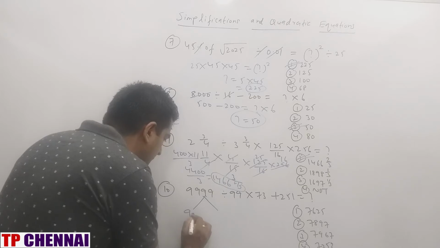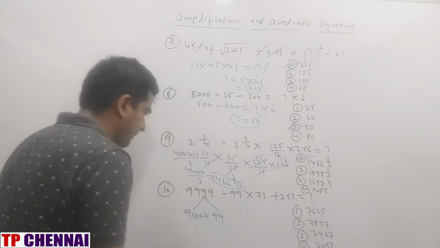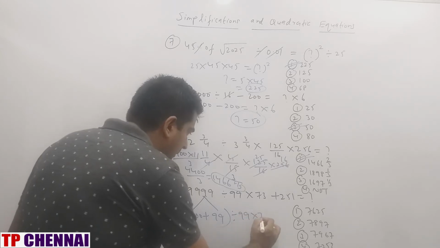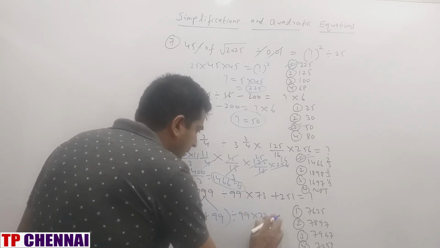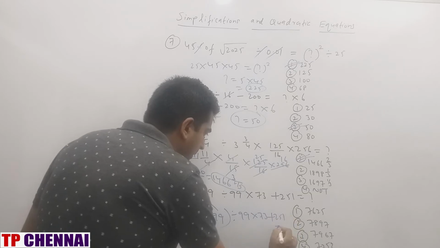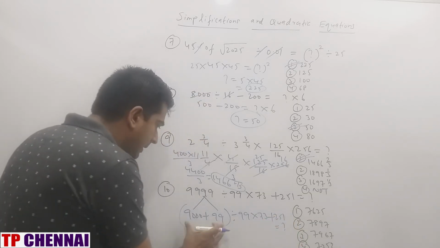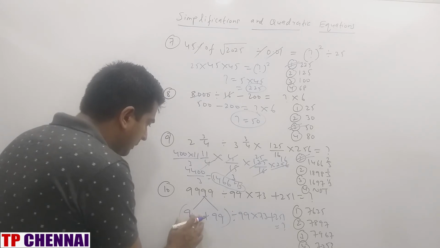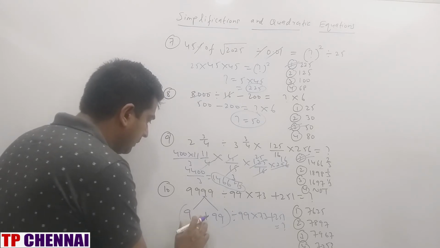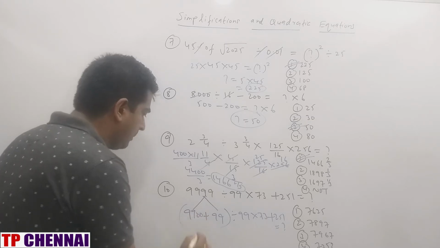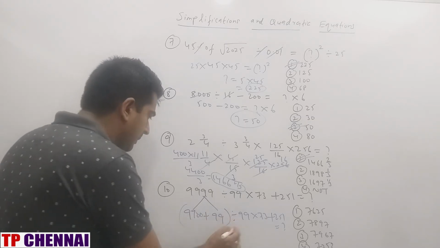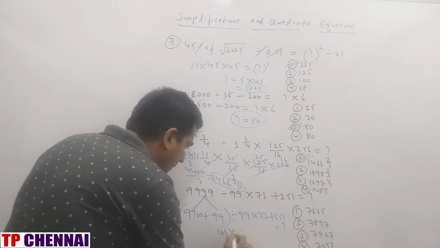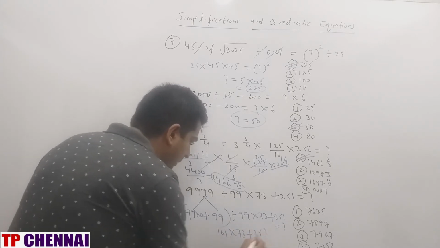This is nothing but 9900 plus 99, right? Whole divided by 99 into 73 plus 251 is equal to question mark. Now divide this number. This is 9900 plus 99, right? So divide this number. This is 100 plus 1, 101 into 73 plus 251.